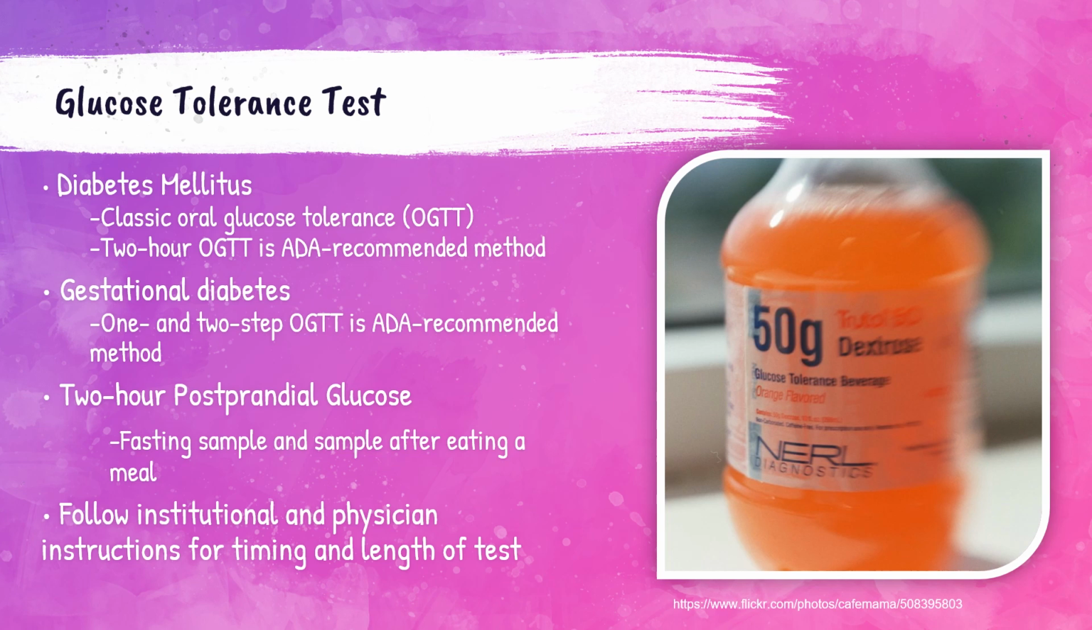Oral glucose tolerance tests are used to help diagnose those patients, and the American Diabetes Association recommends a 2-hour oral glucose tolerance test for diabetes mellitus diagnosis and a 1- and 2-step oral glucose tolerance test for gestational diabetes diagnosis. The 2-hour postprandial glucose test means that the patient eats a meal and then blood is drawn 2 hours post-meal. On the next slide we'll talk about these individual tests.